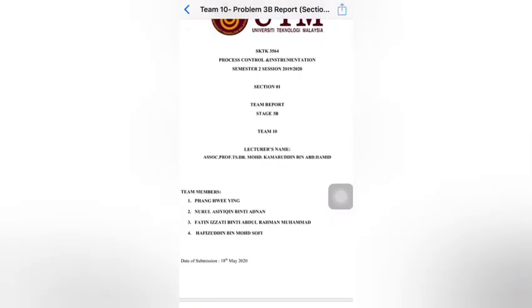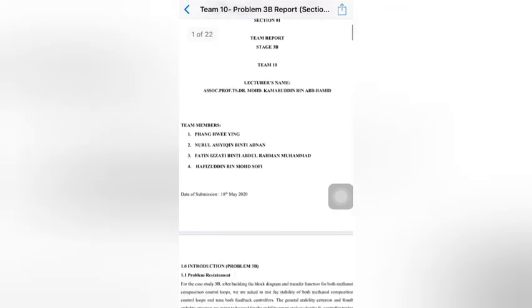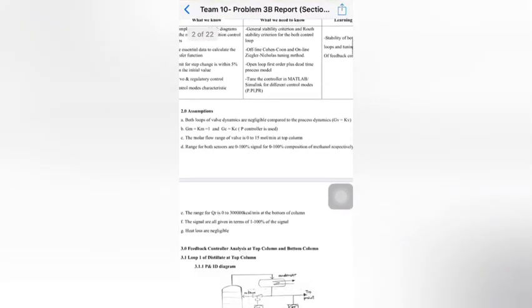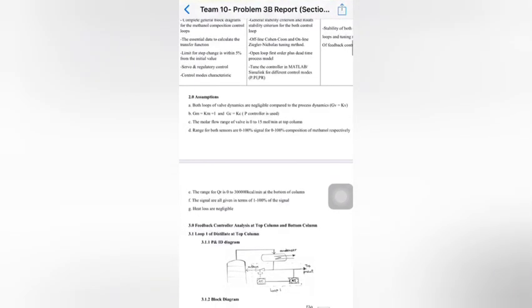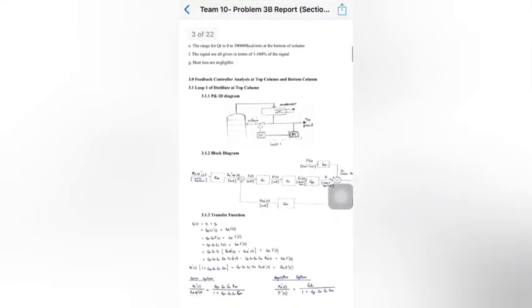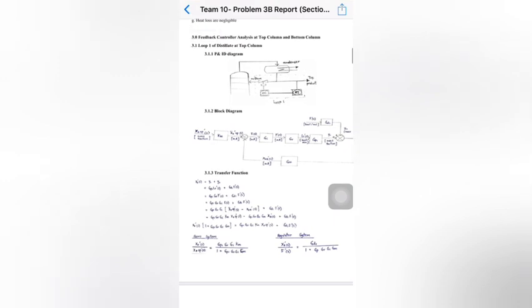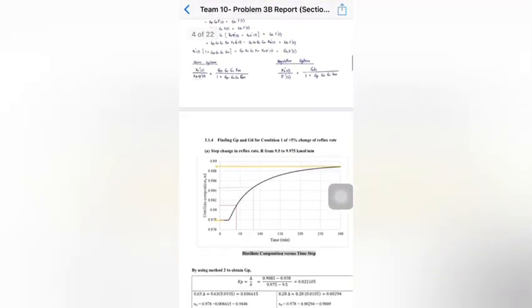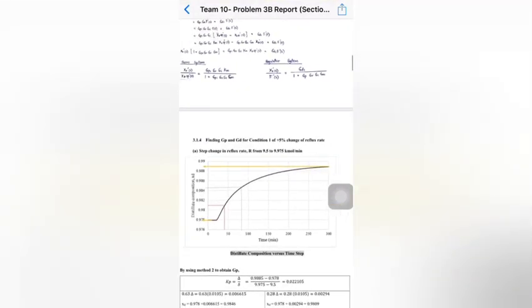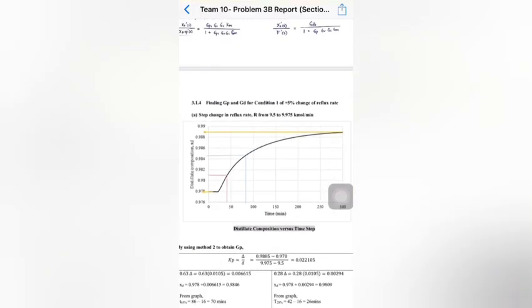Today we are going to summarize what we have done in our report 3B. I am Bang Hui-ying. First, we have listed out the assumptions that we use to solve the problem 3B. At the top column, we have the PNID diagram and also the transfer function. First, for the problem 3B, we need to find the GP and GD value for the condition of the positive and negative 5% change of reflux rate at the top column.